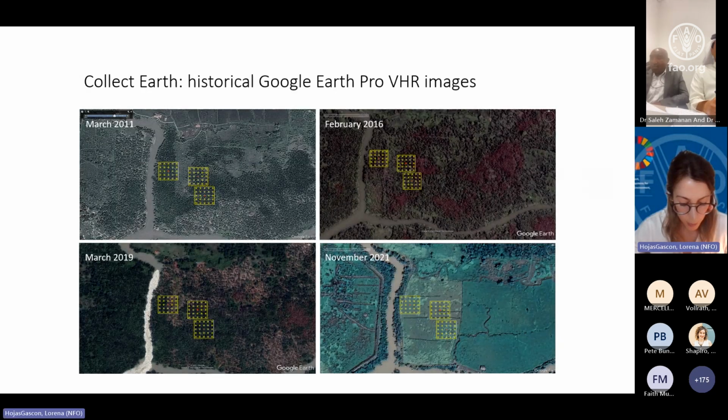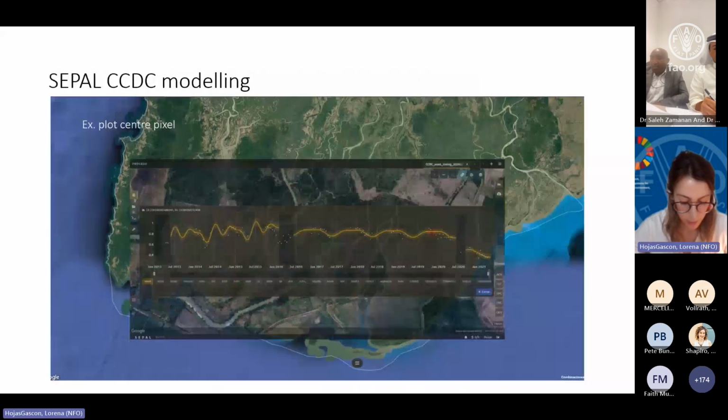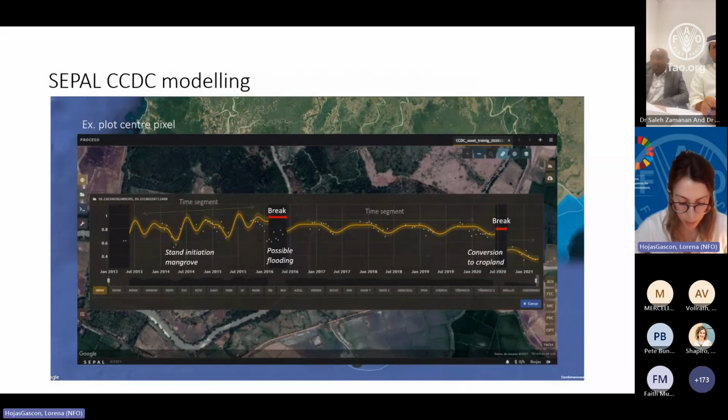Here we have an example of a possible flood in February 2016 and a conversion to cropland in November of 2021. And this is the CCDC model of NDVI. The breaks are those potential land cover changes between the stable time periods, and we can extract the model parameters for any date to get a classification. And this is what is called CCDC slices.